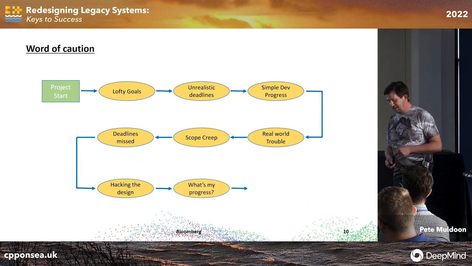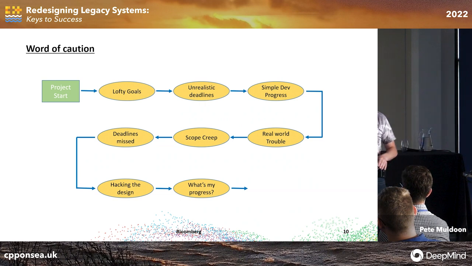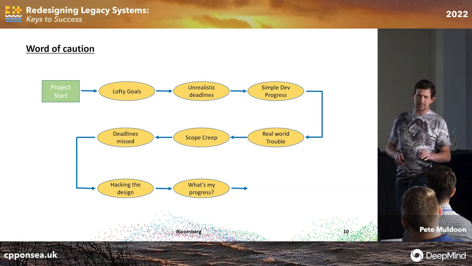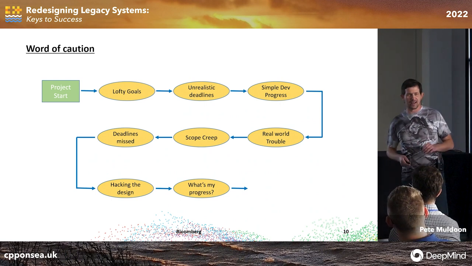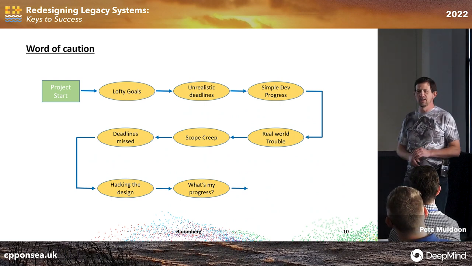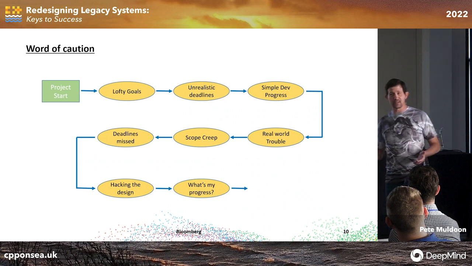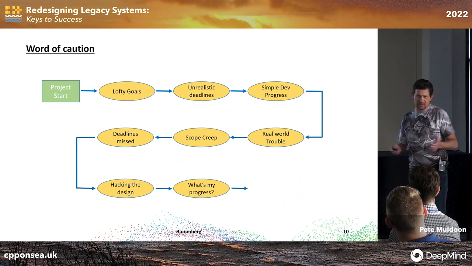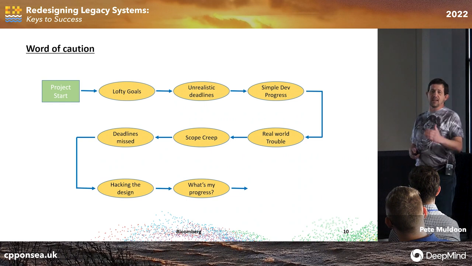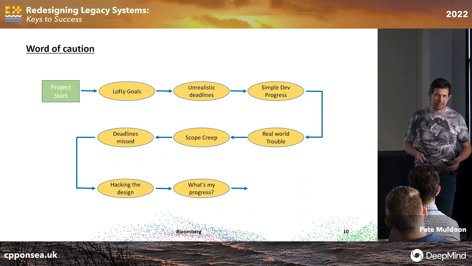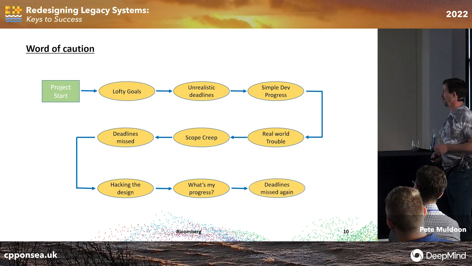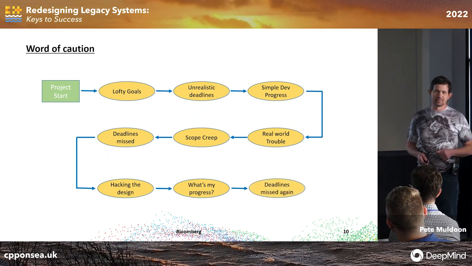And as all this is going on, people are saying, where are you with this? When are we actually going to deliver this? We missed it the first time. You'll probably give more optimistic deadlines, but you don't really know where you are in your project. And you'd be surprised. You think, well, of course I know where I am. I mean, you kind of know where you are. You're saying, well, I'm near the end, but you don't know what that means. Right? So you missed the deadlines again.